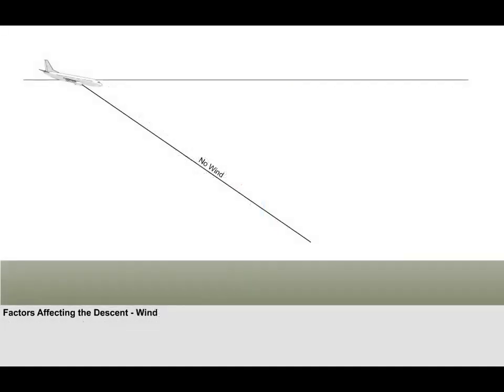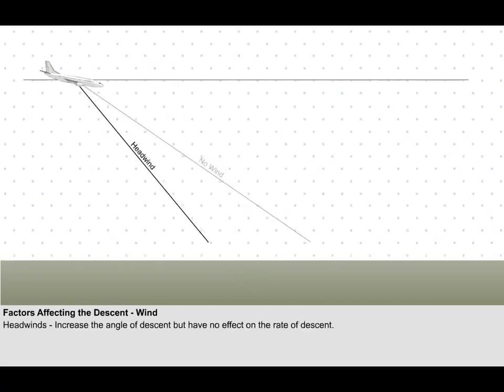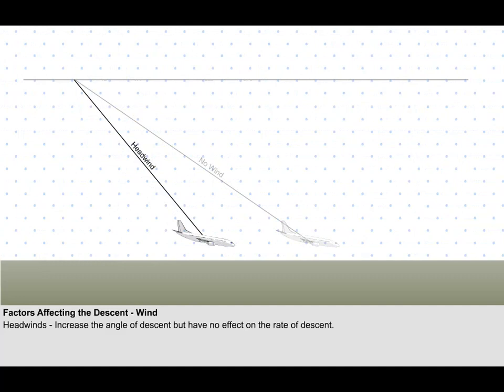The last factor to affect the angle and rate of descent is wind. The diagram shows a descent angle and descent range with no wind. If there is a headwind blowing, the aircraft will move backwards relative to the no-wind diagram. This steepens the glide angle and decreases the descent range. However, notice that the aeroplane reaches the same descent altitude in the same time as the aeroplane flying in zero-wind conditions. This demonstrates that a headwind, which steepens the angle of descent, has no effect on the rate of descent.